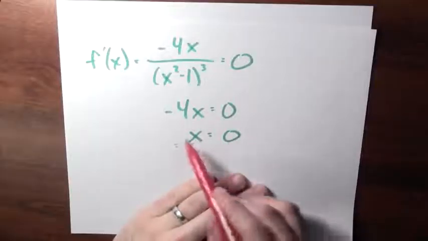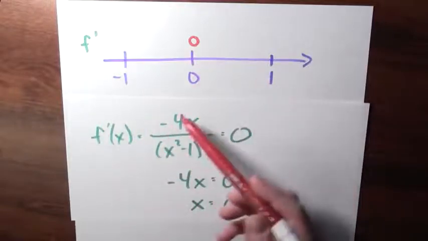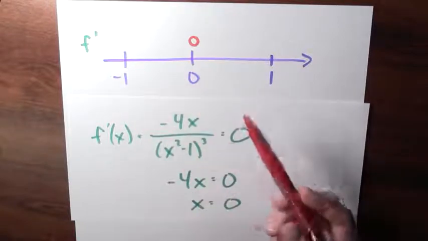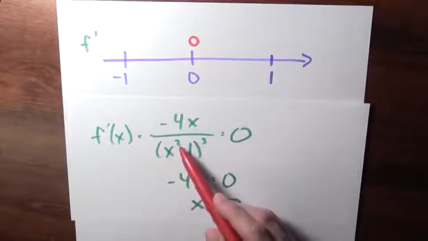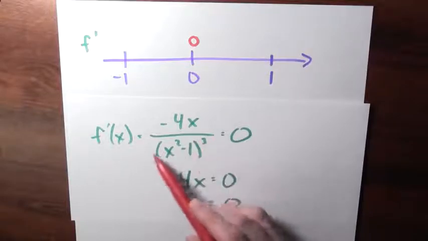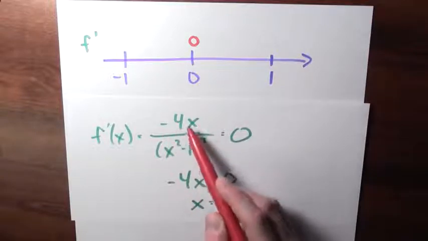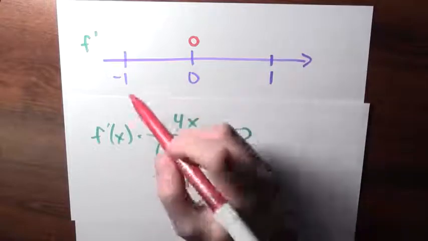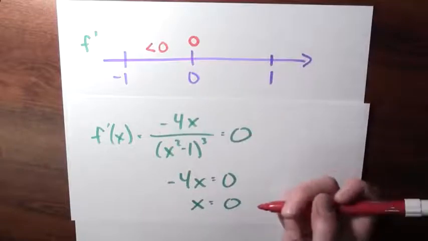So let's think about this point where x is equal to 0. Well, the derivative at 0 is equal to 0. If I just plug in 0 into this, I can see that. What's the derivative at a number between -1 and 0? Well, if I plug in a number between -1 and 0, x squared is then between 0 and 1. So x squared minus 1 is now a negative number cubed. The denominator is negative. But the numerator is negative 4 times a negative number, so I've got negative times negative divided by negative. That's negative. So the derivative at a number between -1 and 0 is negative.